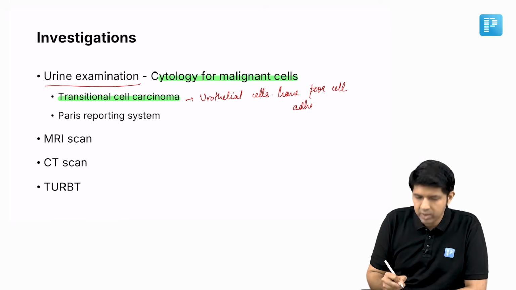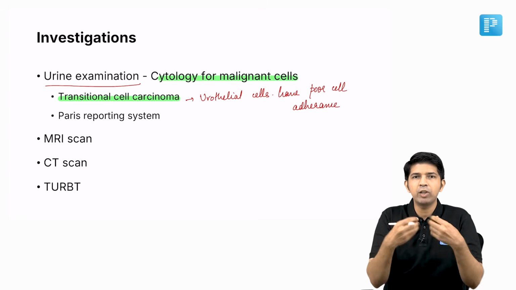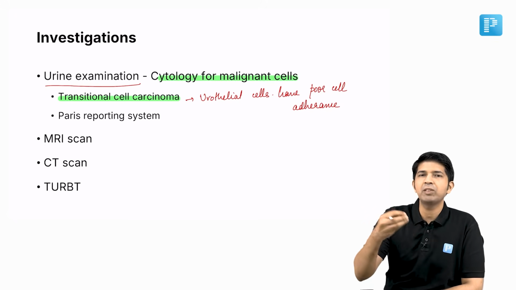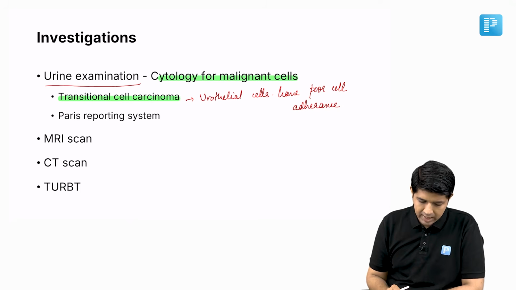Okay, they have very poor cell adherence. That means they don't adhere to each other. These cells will start falling into the urine. It can get shed and collected in the urinary bladder. And whenever the patient voids urine, you will be able to identify these malignant cells.